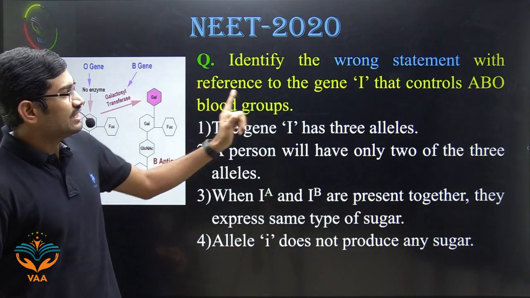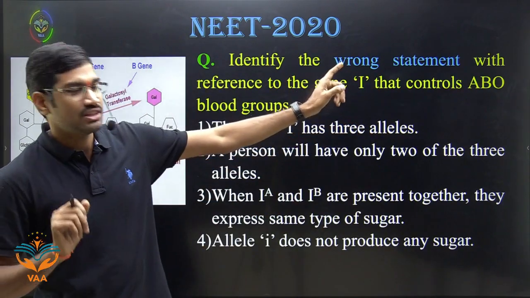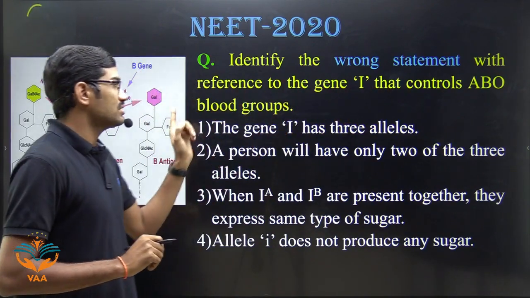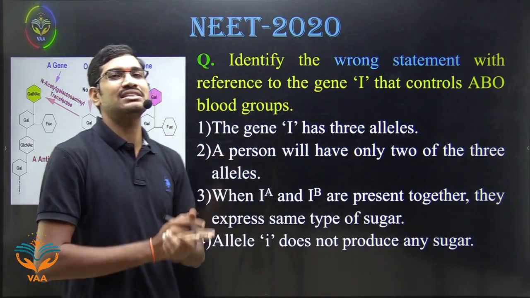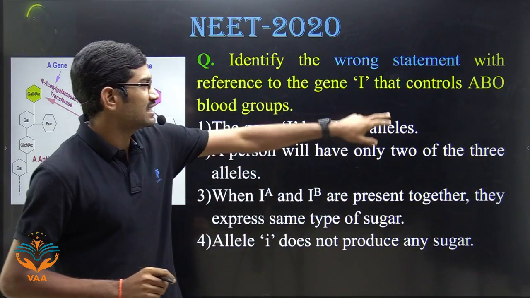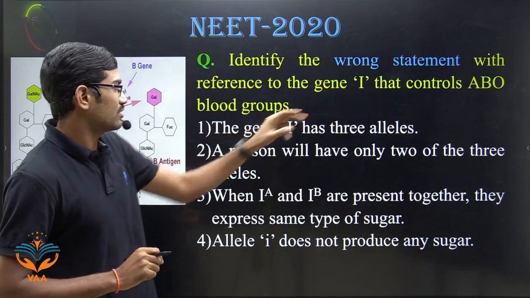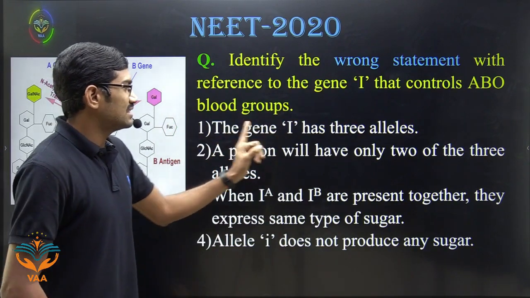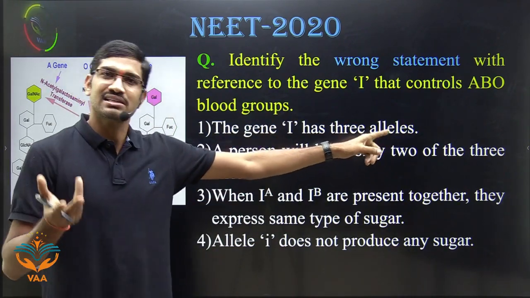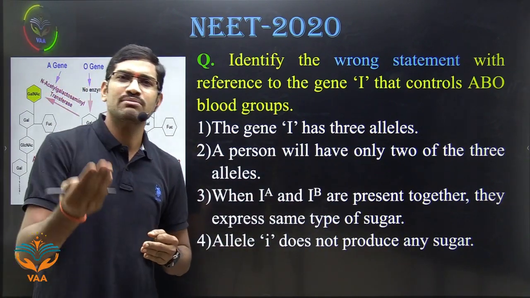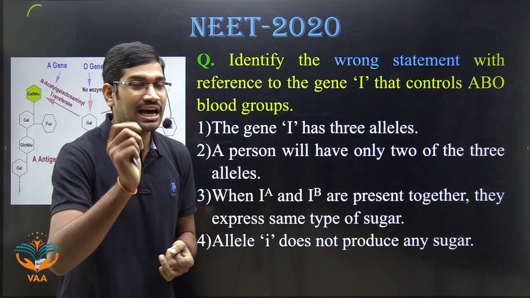Next one, identify the wrong statement with reference to the gene I that controls ABO blood groups. We know that the gene controlling the blood group is indicated with I. I actually refers to isoagglutinogen. The first statement is, the gene I has 3 alleles. Yes, it is true. IA, IB and small i we are representing. Sometimes the small i can be represented as IO also.